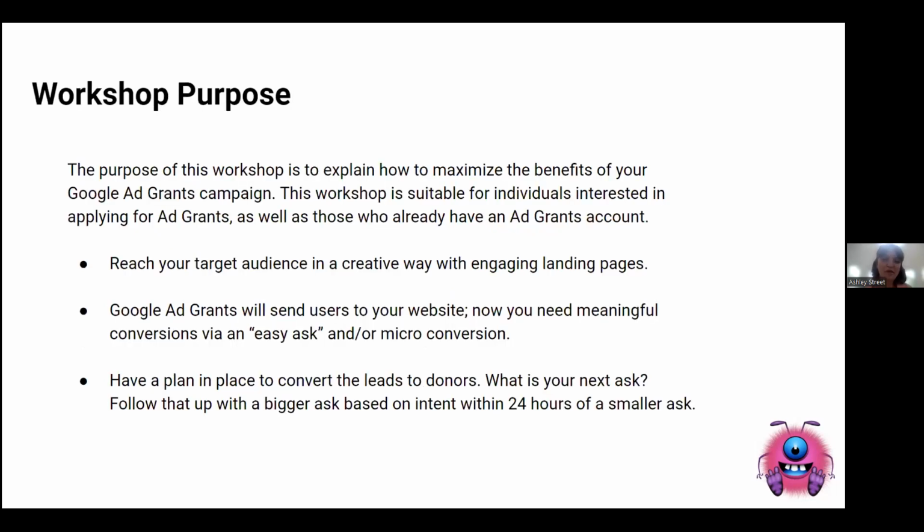All right, so the purpose of today's workshop is to explain, well, what is Google Ad Grants? Once you get the ad grant, how do you maximize it? We're going to talk about engaging landing pages. Once you get a user to your website, how do you get them to convert? So this is going to be important based on what your mission is, what kind of conversion action you're looking for. And then also having a plan in place. Once you do get a lead from your website, how do you turn that lead into a donor if that is the end conversion metric goal that you're looking for?